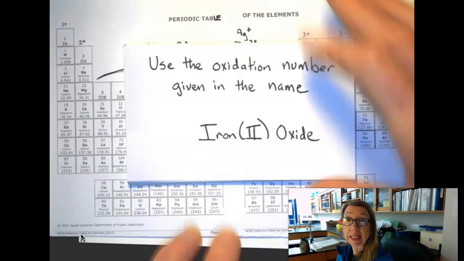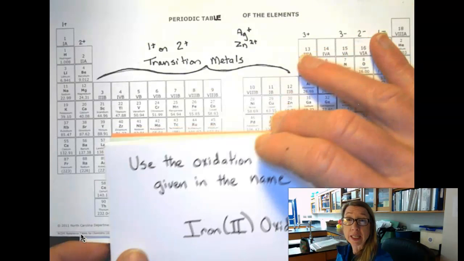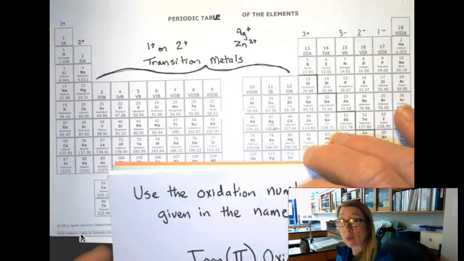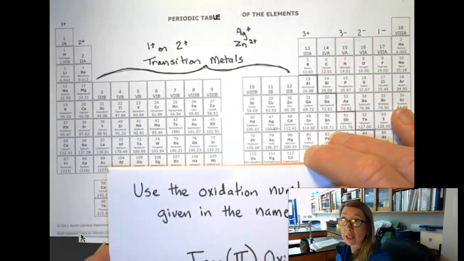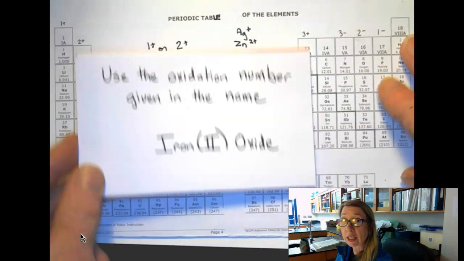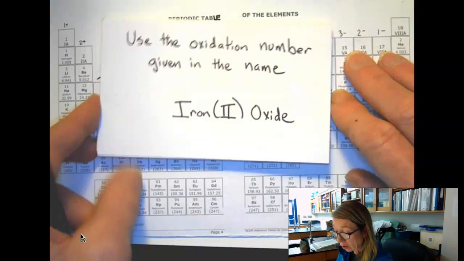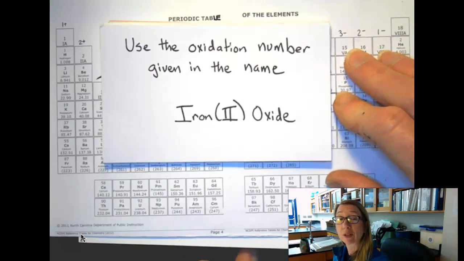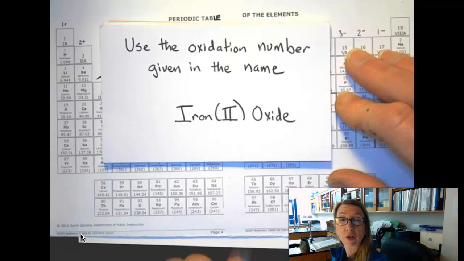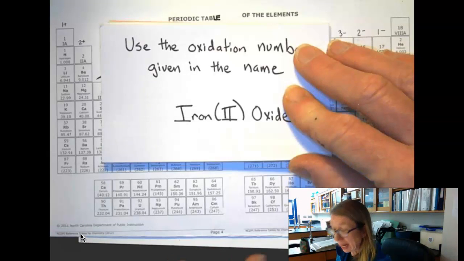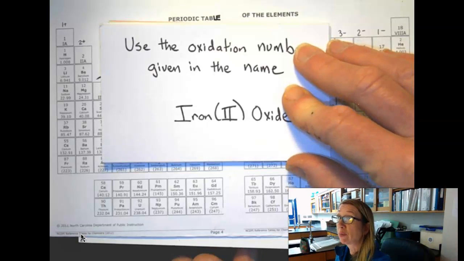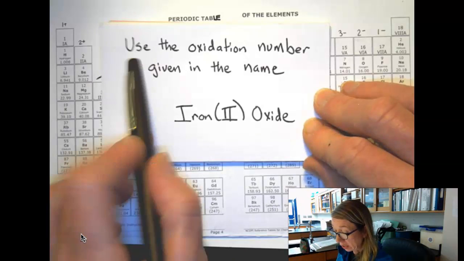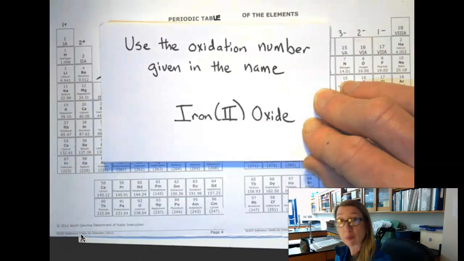The big thing is that, because of the d block orbitals, these can have variable valence electrons. Their oxidation numbers can change. And so the name has to give it to you. This has to be given. There's no way for us knowing. It's very difficult to determine and can only be determined in a lab. It all depends on temperature, pressure, conditions, all that kind of stuff. So we use the oxidation number given in the name.